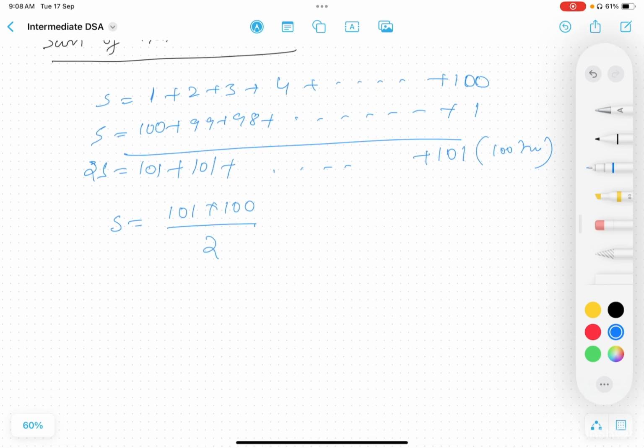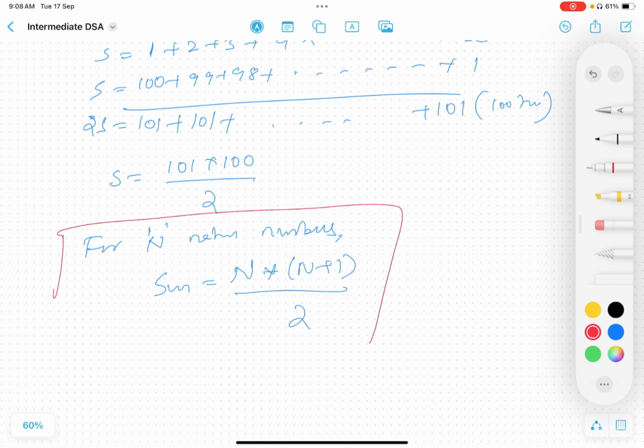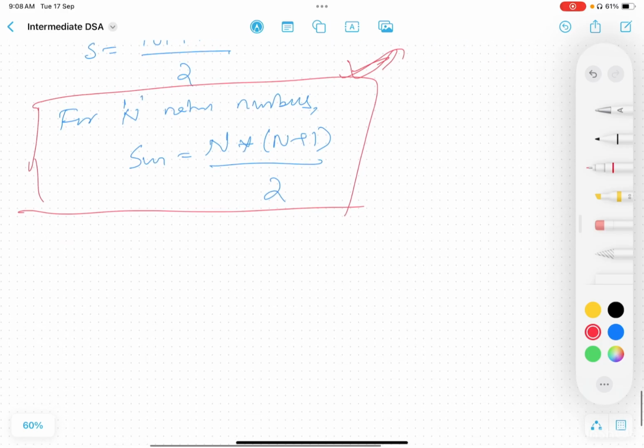So what is the observation he made? For n natural numbers, right? Sum equal to n into n plus 1 by 2. This is the observation he has made. Right? This is very important. This is an observation he has made.